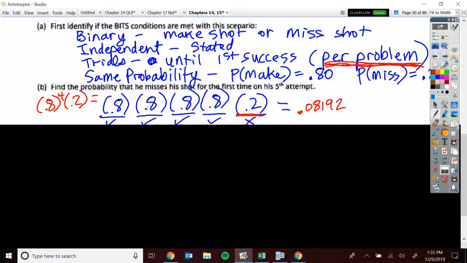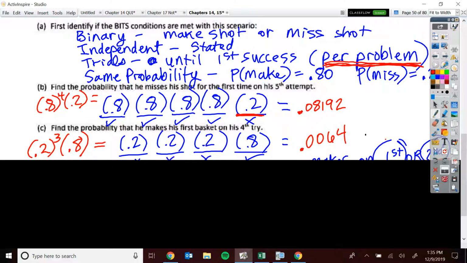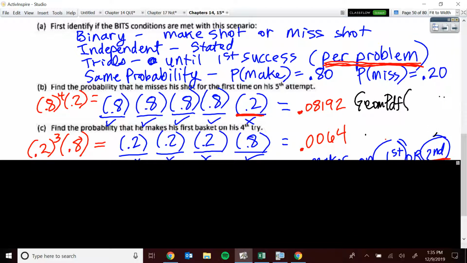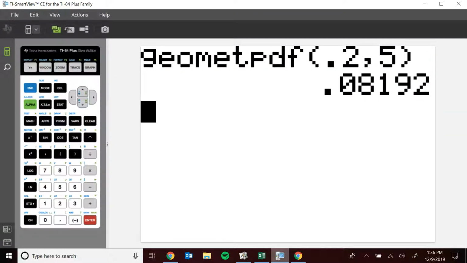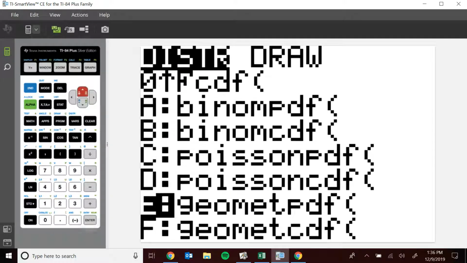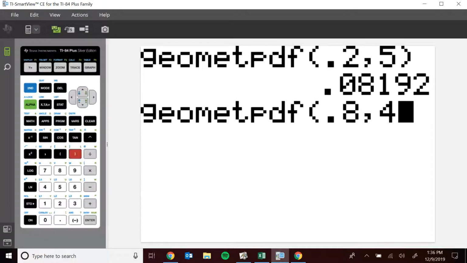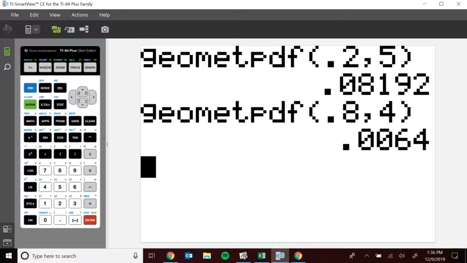Okay, do this next one in your calculator. Figure out what you would write out there. This one I'm putting 0.8 in the 4th spot. So there's my 0.0064. Easy peasy.